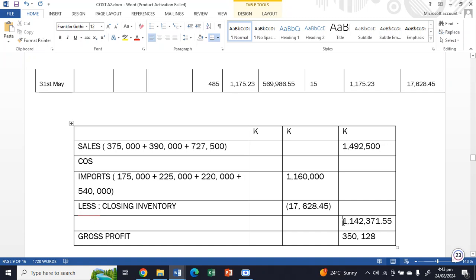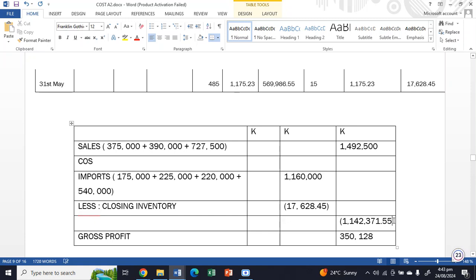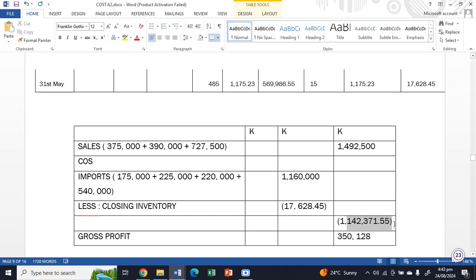So our gross profit is sales revenue minus cost of goods sold. So say 1,492,500 minus 1,142,371.55. Get 350,128.45. That is the value of the gross profit.